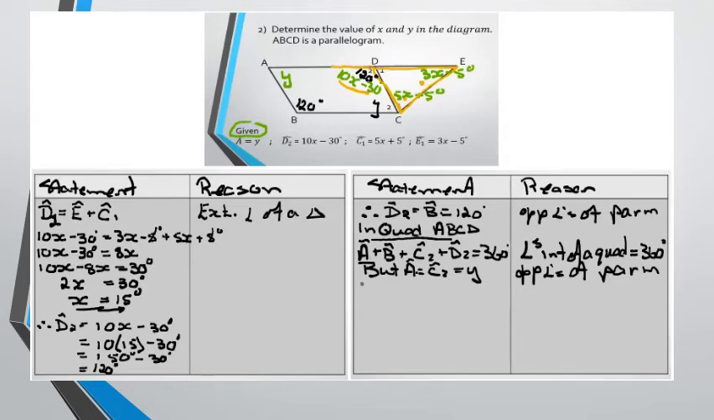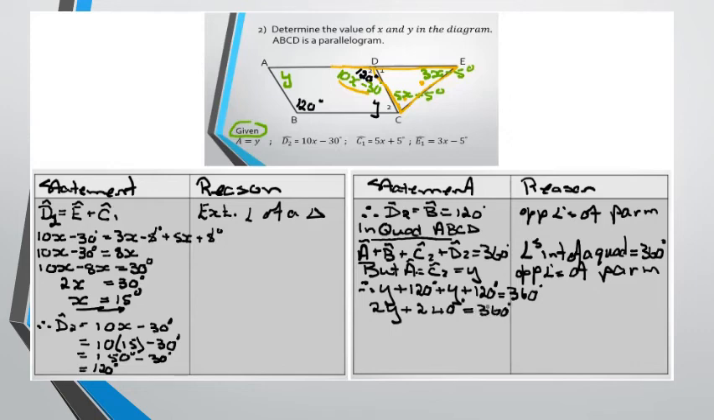Angle A to be Y. Therefore, Y in the place of A, plus B, B previously determined to be 120 degrees, plus C2, also Y, opposite angle, plus D2, previously determined to be 120 degrees, and all of that has to equal 360 degrees. Now, let's add likewise terms. Y plus Y is going to give me 2Y. 120 plus 120 is going to give me 240 degrees.